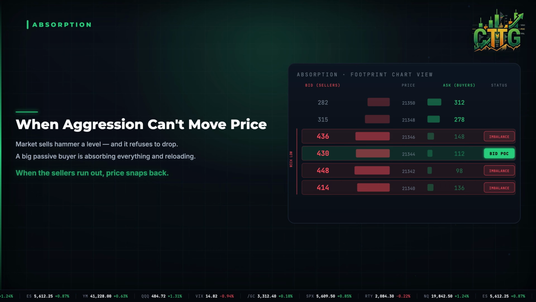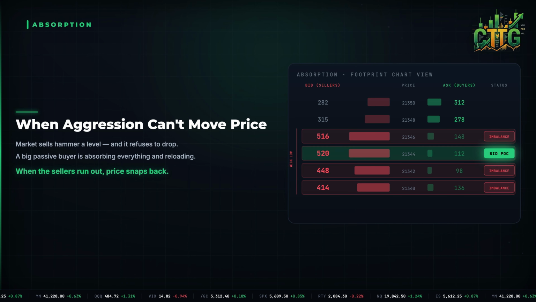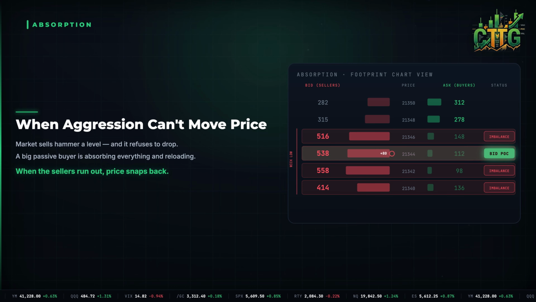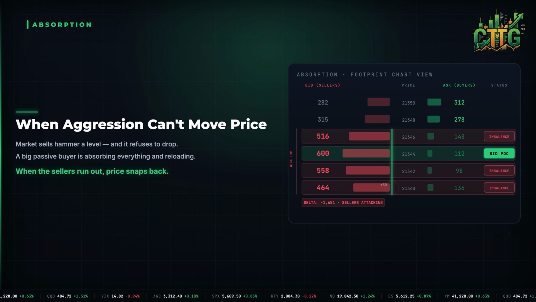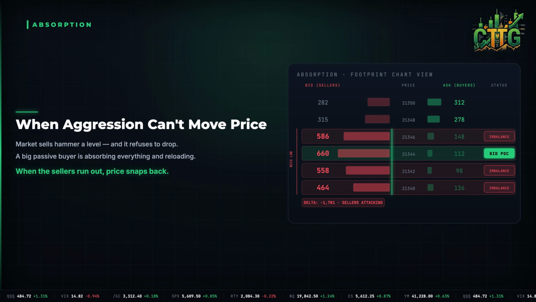Now the good stuff. Sometimes market sells hammer a level and price refuses to drop. Look underneath and you'll see why. A big passive buyer is resting at the bid, absorbing everything thrown at it and reloading. Sellers are aggressive, but the wall doesn't budge.